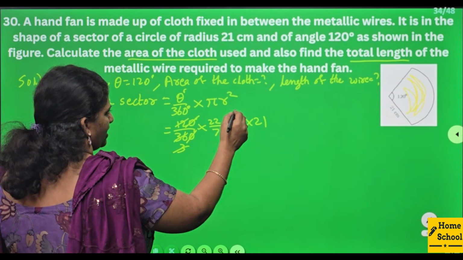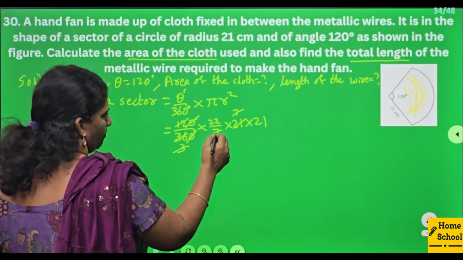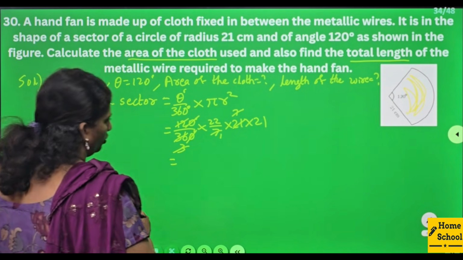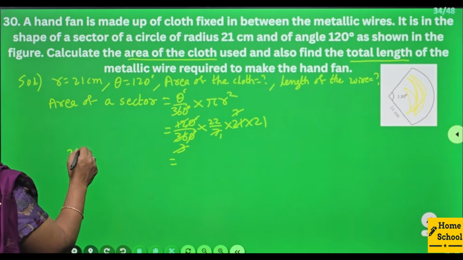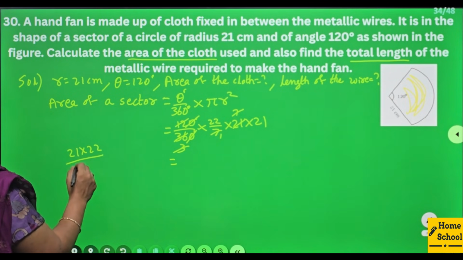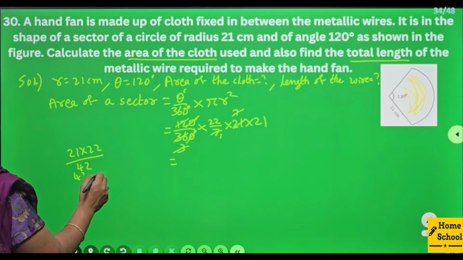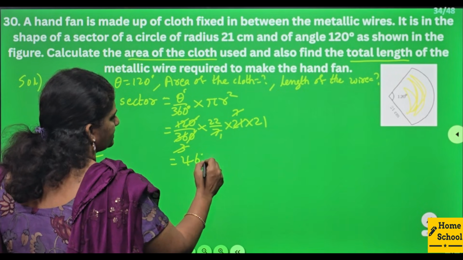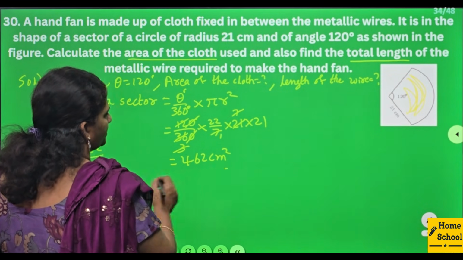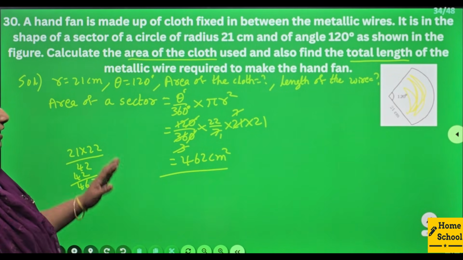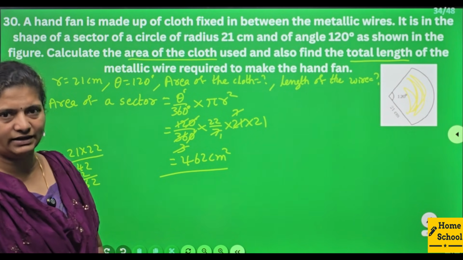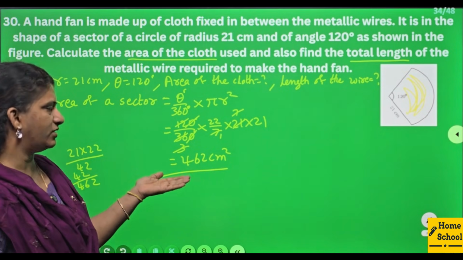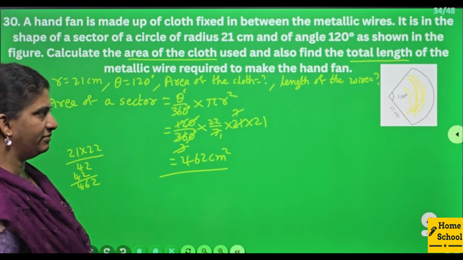3 7s are 21. 7 1s are 7. So finally you are left with 22 into 21. So 21 into 22 multiply, that is 462 centimeter square is the area of the cloth. Area of the cloth or area of a sector you can say. Therefore, the area of a cloth used in the hand fan is equal to 462 centimeter square.